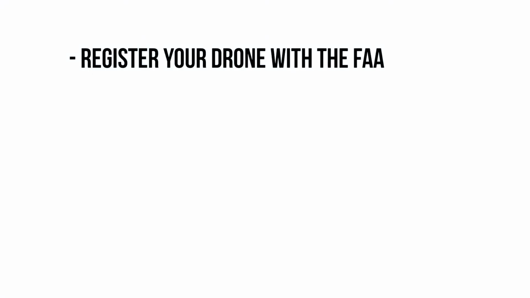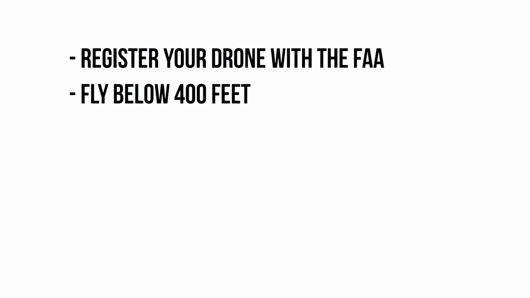So first you got to register your drone, and once you register the drone, they'll give you a registration number, and then you have to put that registration number on the drone, like a license plate basically, and you're supposed to carry proof of registration with you whenever you fly. In any airspace, you're supposed to fly below 400 feet. 400 feet is your maximum height.